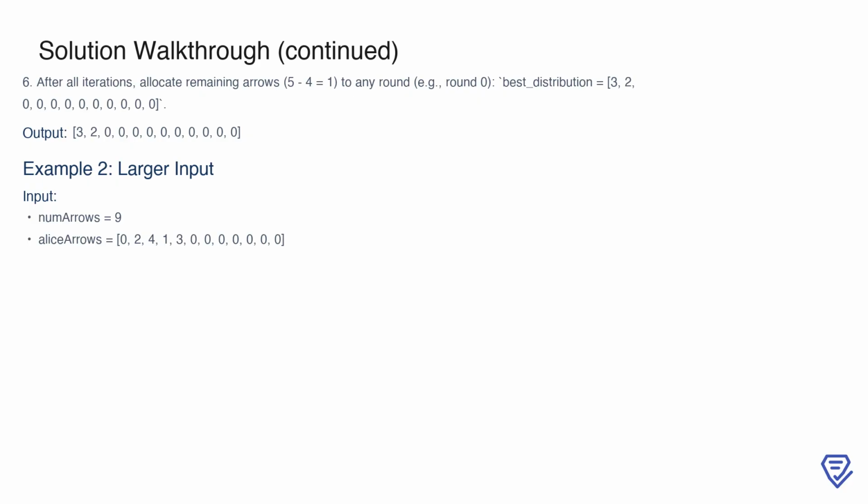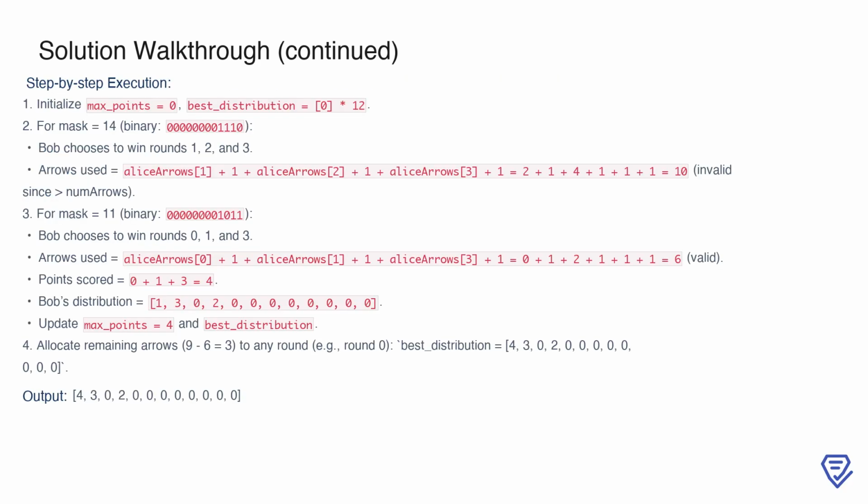Now, let's explore a more complex scenario with a larger input, where numArrows is 9, and Alice's distribution is 0, 2, 4, 1, 3, 0, 0, 0, 0, 0, 0, 0. In this case, we follow the same process to maximize Bob's points by iterating through all masks. We start with the same initialization, max_points is set to 0, and best_distribution is an array of 12 zeros. For mask equals 14, which corresponds to the binary representation 000000001110, Bob attempts to win rounds 1, 2, and 3.